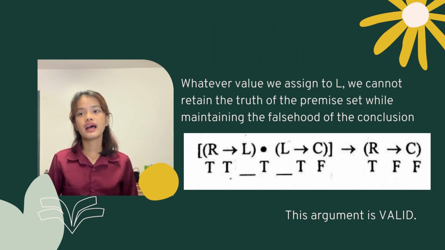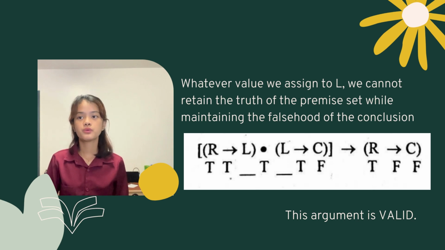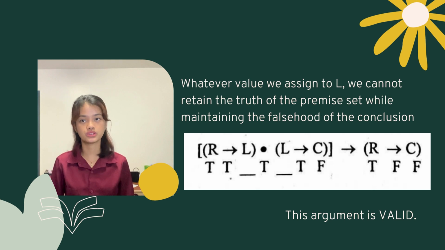Third, note that whatever value we assign to L, we cannot retain the truth of the premise while maintaining the falsehood of the conclusion. If the premise set is true, then both conditionals are also true. This means that the argument could not be falsified and we might conclude that the argument form therefore is valid.